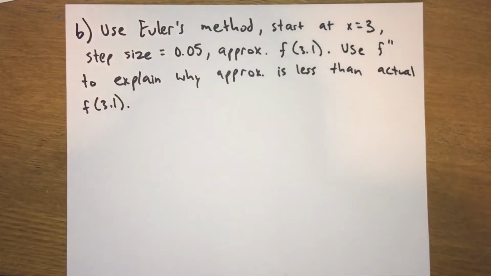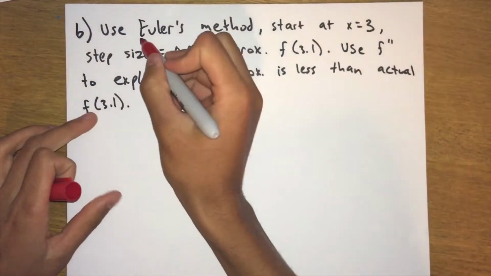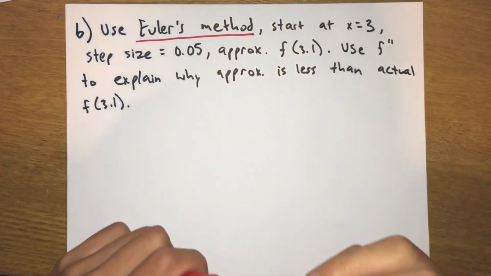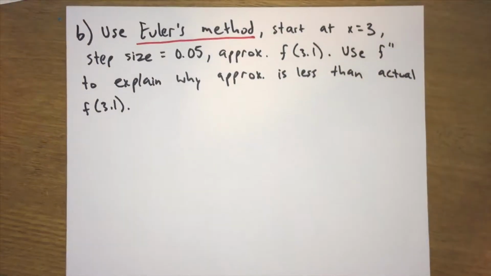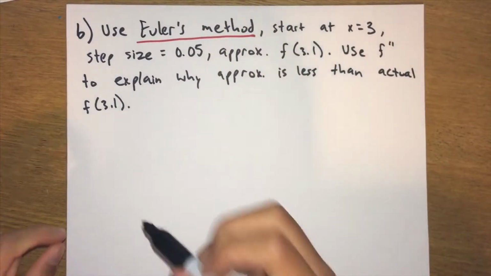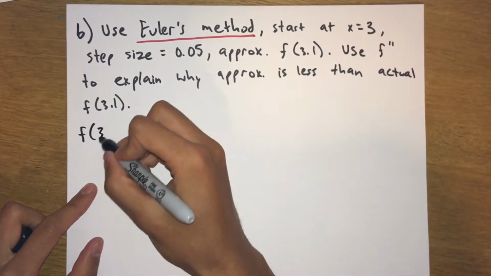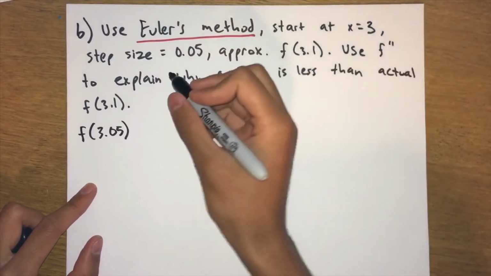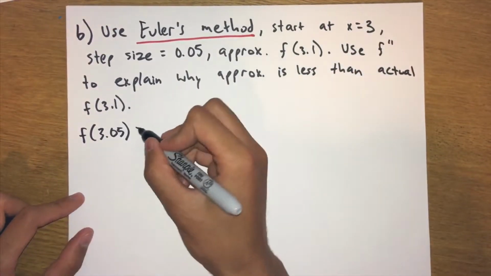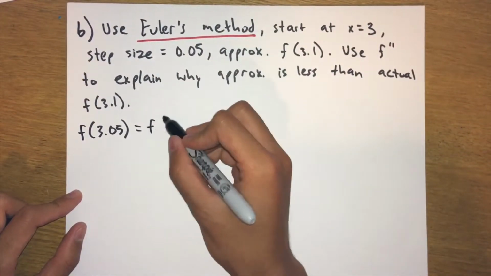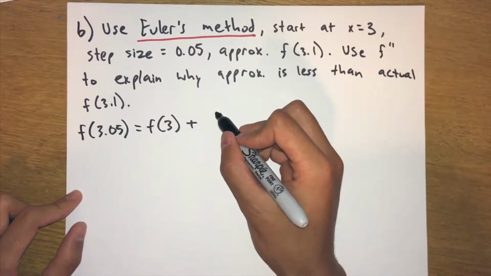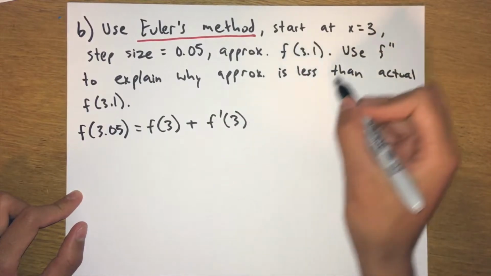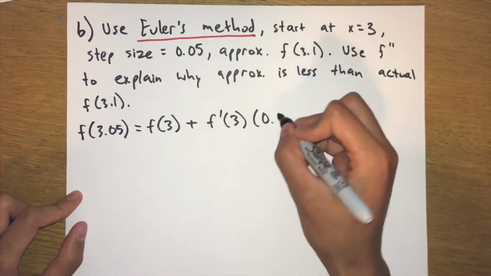So for the next part of the FRQ, we're going to use Euler's method. Now, we just do exactly what we did in the first part, in part A, with linear approximation, but we pretty much just do it twice. For the first step, to find f of 3.05, since that's our step size, we make that f of 3, which is our y value, plus the derivative of f at 3, times our step size, which is 0.05.